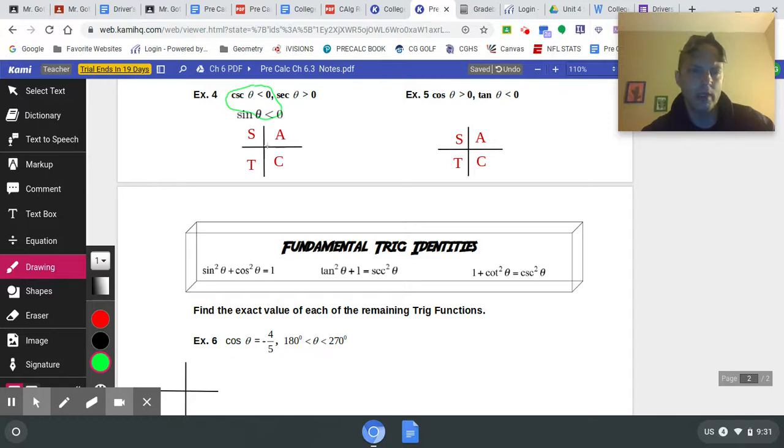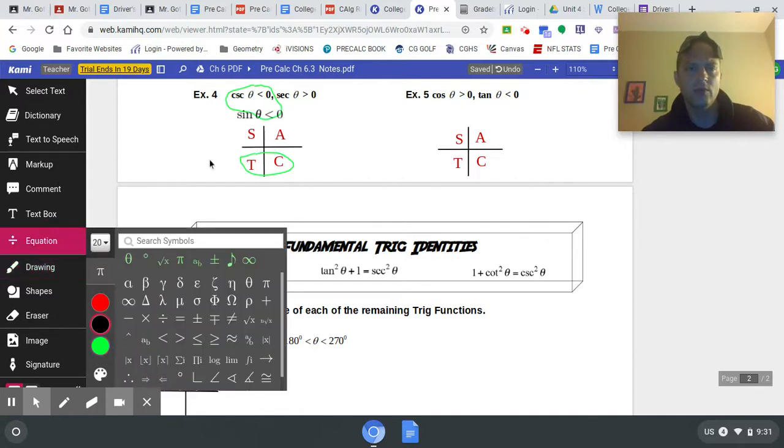So we have to know in what quadrant sine is negative. Well, I know it's positive up, so that means it's negative going down. Sine is positive in quadrants 1 and 2, so it means it's negative or less than 0 in quadrants 3 and 4. All right, so I look at the next one.